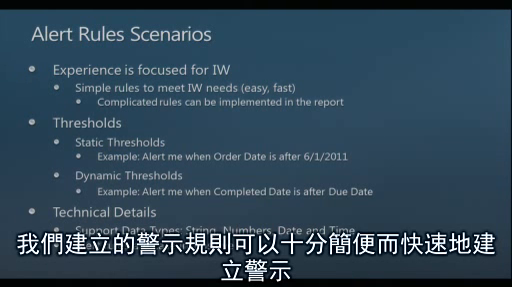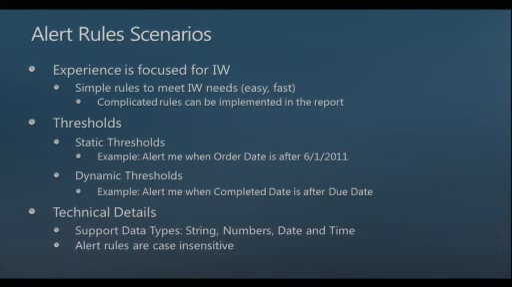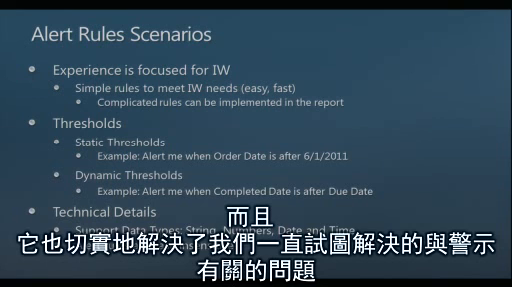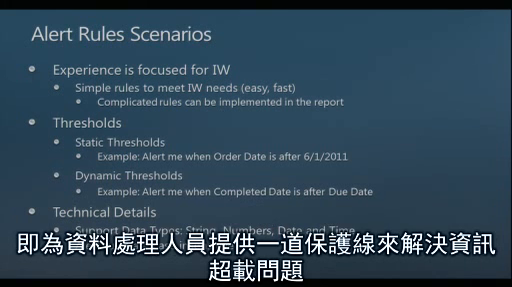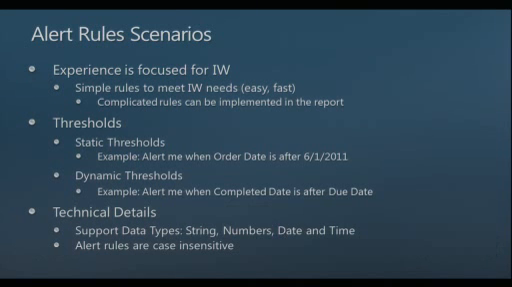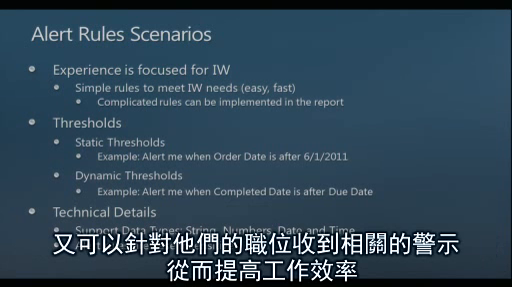And so we built alert rules that are very, very simple. It's extremely easy and fast to create alerts. I think this really speaks to the kind of problems we're trying to solve with alerting: giving information workers a safety net for how to handle information overload so they don't miss critical information, and the ability to really tailor alerts to their specific role and make themselves more productive.